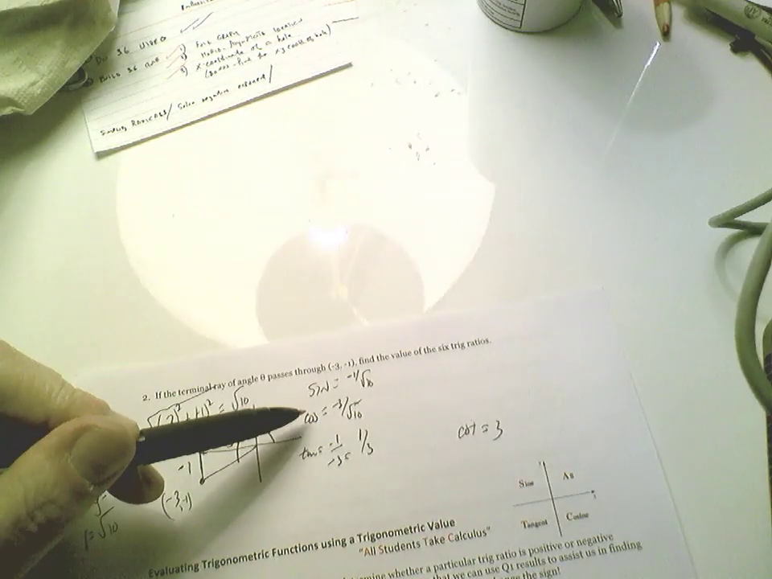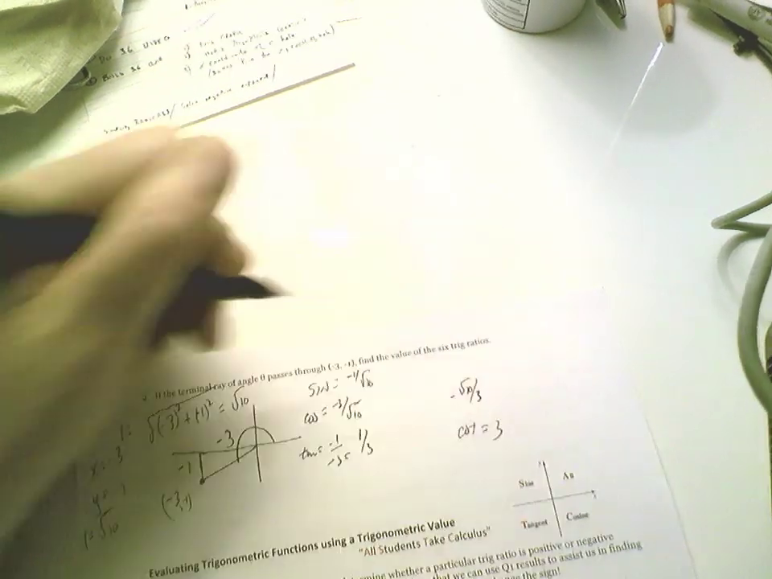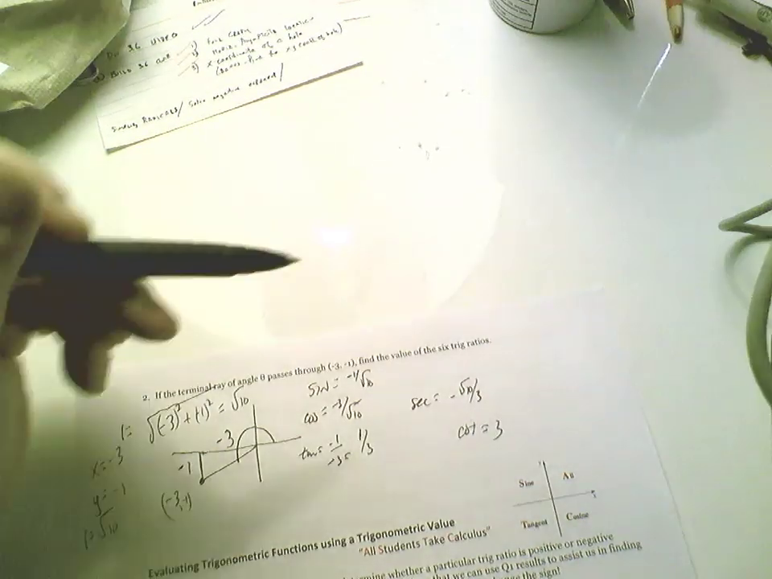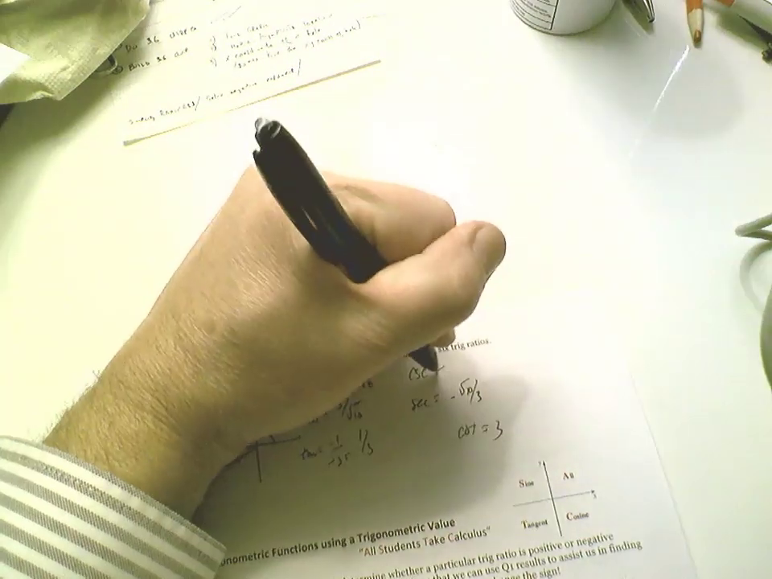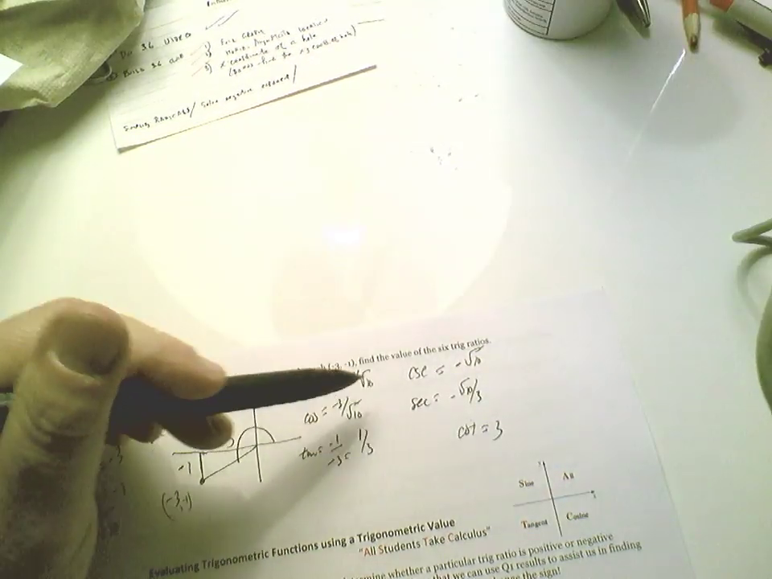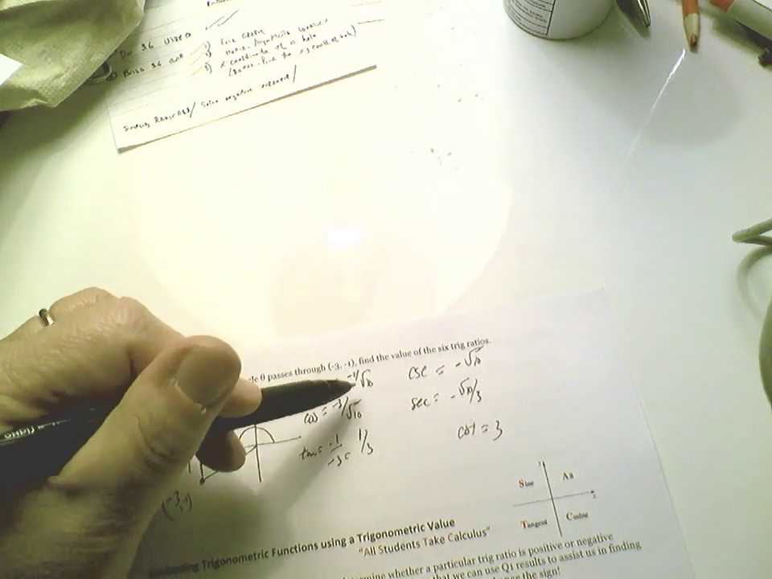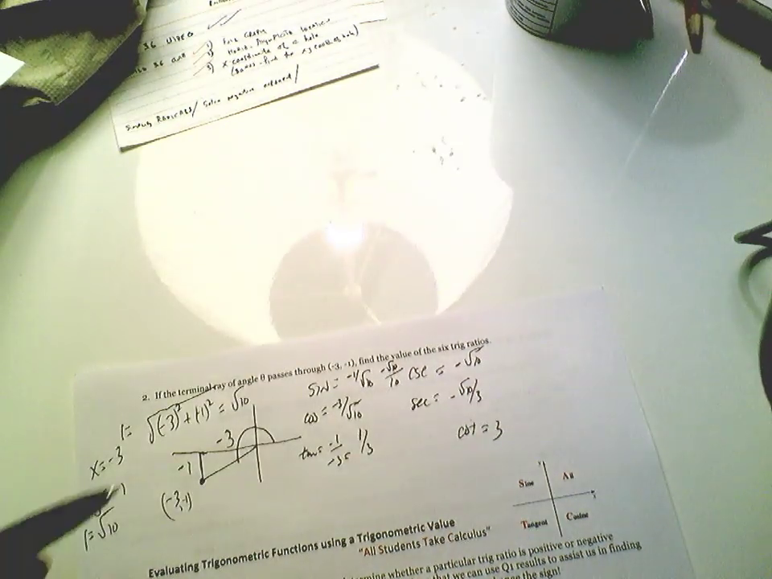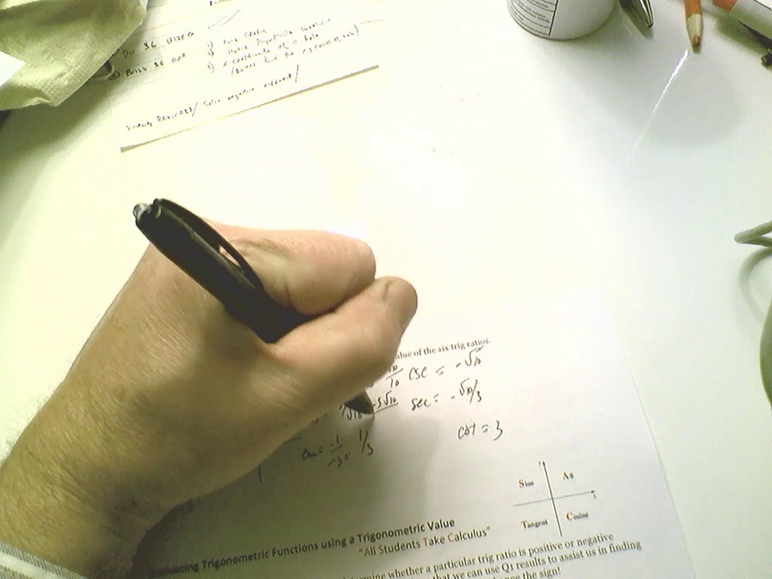Cosine, square root of 10 over negative 3. Negative square root of 10 over 3. That's what my secant is. My cosecant, flip negative 1 over square root of 10. That becomes negative square root of 10. Again, remember, clean up your denominators that have a radical in them. Negative 1 over square root of 10 becomes negative square root of 10 over 10. Negative 3 over square root of 10 becomes negative 3 square root of 10 over 10. And this problem is done.